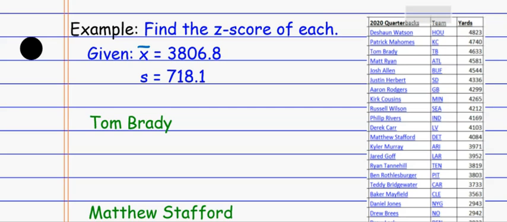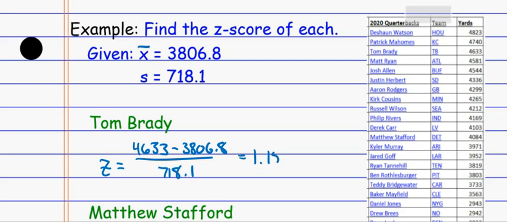So we'll look at Tom Brady's scores here, and we're going to say, okay, the z-score equals we take his value, which was the 4633 from the list, minus the mean divided by the standard deviation. And once again, this is a job for my calculator. Just make sure you do the subtraction before you do the division. And when I do this one, I get a 1.15 for his Z-score, which again, that means he is well above average.